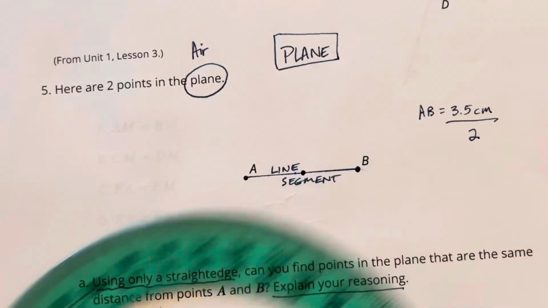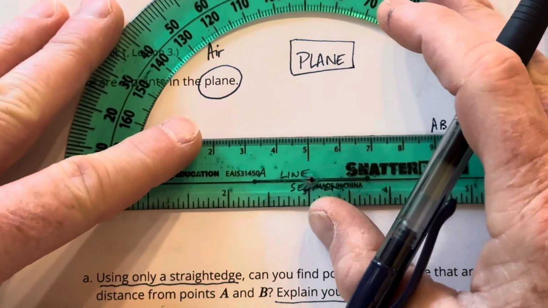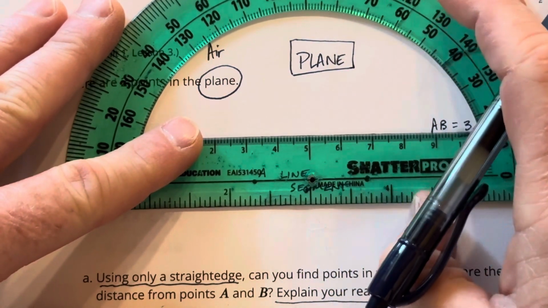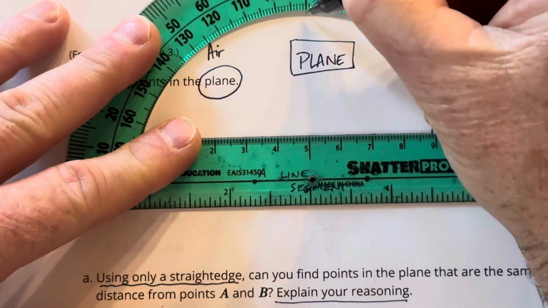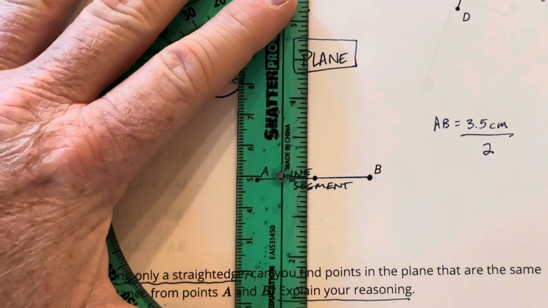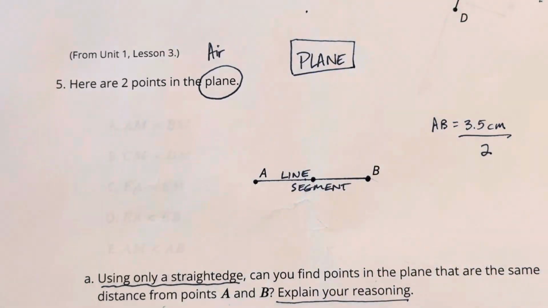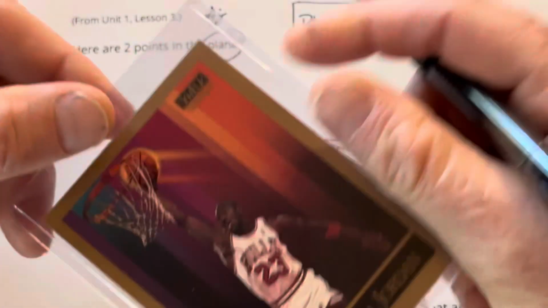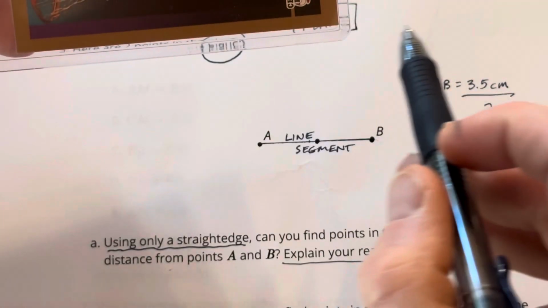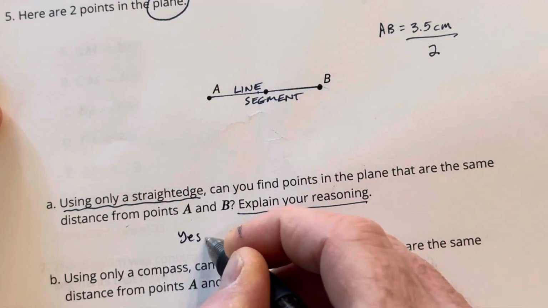So you could find 1.75, and then you could use your protractor, find the 90-degree angle, connect the dots, but technically we're getting out of it. Just imagine you only had a straight edge, like the edge of the Michael Jordan card. You don't have a protractor feature. So anyways, I'm gonna say yes, but there are limitations.